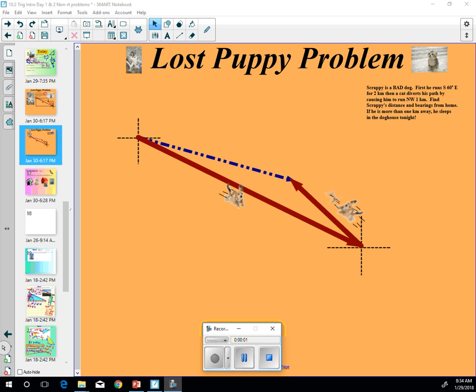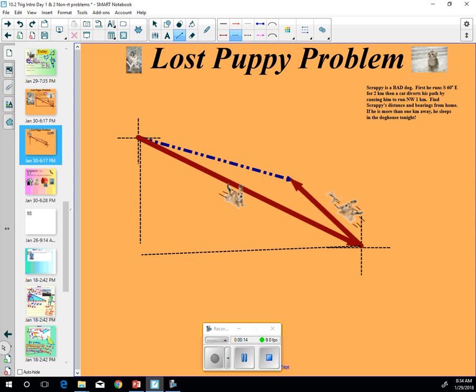This is the famous Scrappy lost puppy problem. What we have is Scrappy is going to go south, and then he's going to go east, and then he's going to go north, and then he's going to go west, and we want to know how far from the beginning he is.